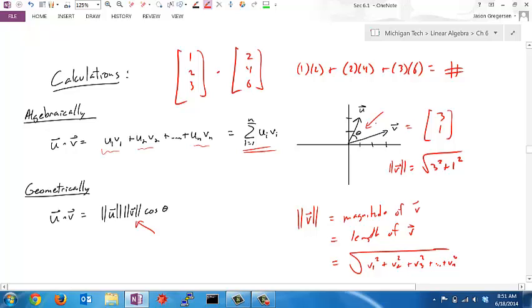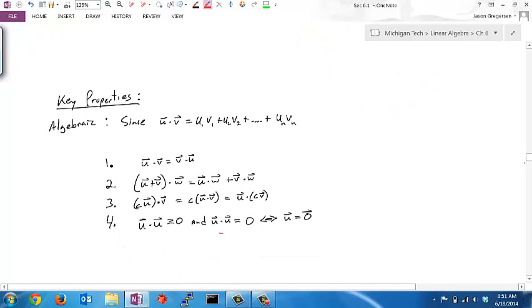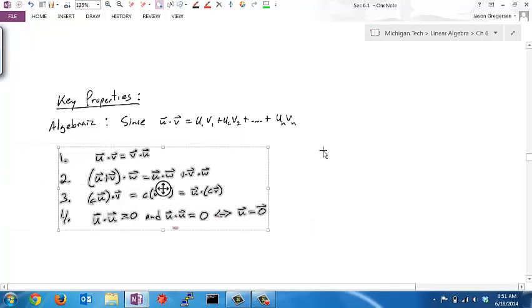Now there are certain properties that apply to these definitions. An algebraic set of properties and a geometric set of properties. So algebraically we have these 4 properties that we could really go through for the dot product and verify that all these things are true. We have names for some of them. What's the name of the first one?